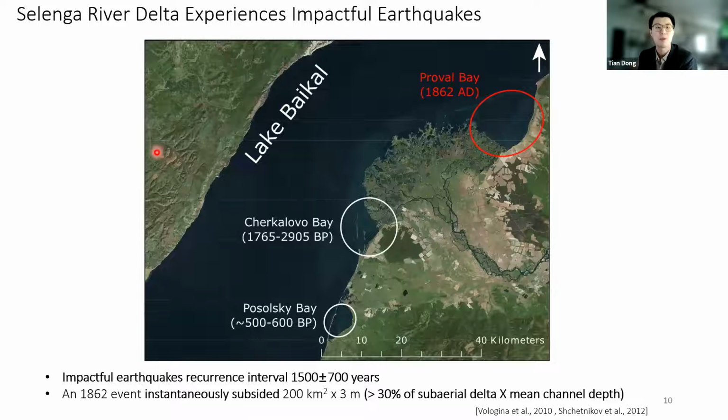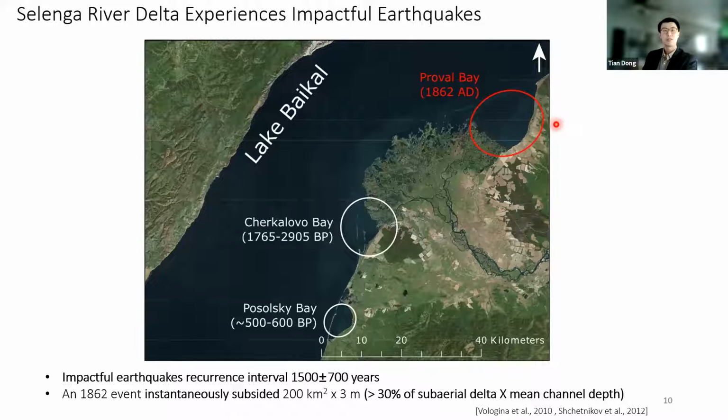Here's another map of the delta system and the lake. And these embayments, these open water areas close to the lake, were actually formed by earthquakes. These earthquakes can downdrop a significant part of the subaerial delta below the lake level. And they occur, on average, about every 1,500 years. And the most recent one occurred in 1862, forming the Proval Bay.